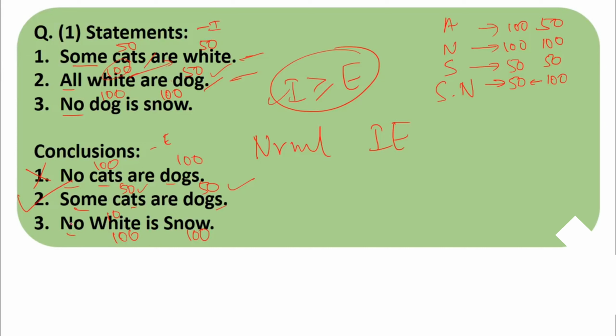Let's go to the third conclusion. No white is snow, white and snow. Here we have white in the second sentence, we have snow in the third sentence. Here the common word is dog. One dog is 50, one dog is 100, right? So we have 100, we can go ahead. Here the income of white is 100, the expenditure of white is 100. Condition satisfied. Income of snow is 100, expenditure of snow is 100. Condition satisfied, income greater than or equal to expenditure. This is a valid conclusion. These two are valid conclusions. This is not a valid conclusion.